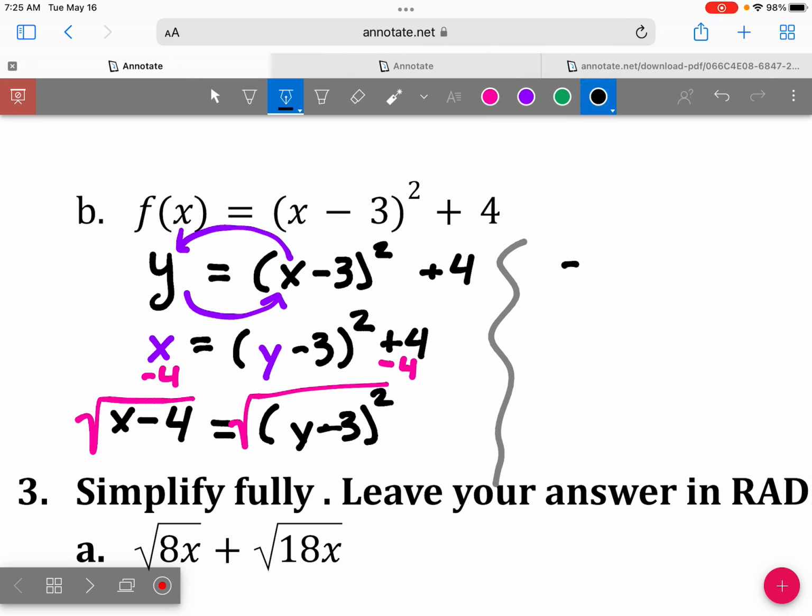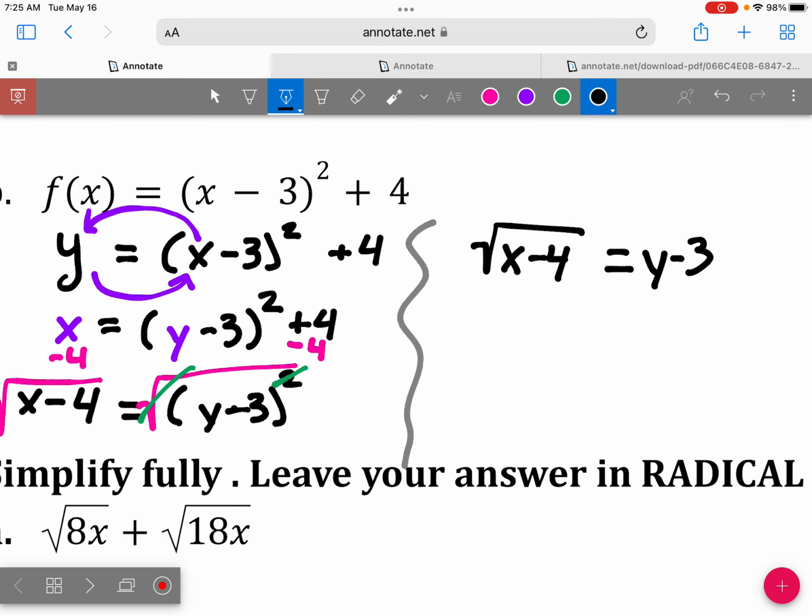So we now have the square root of x minus 4 equals, and then on the right side, this cancels out with that. Now what we have left is y minus 3. And we have y almost all the way by himself. What's my last step over here? Add 3.